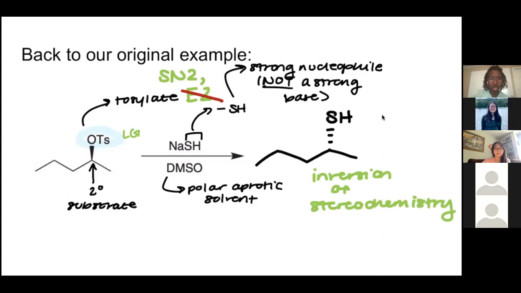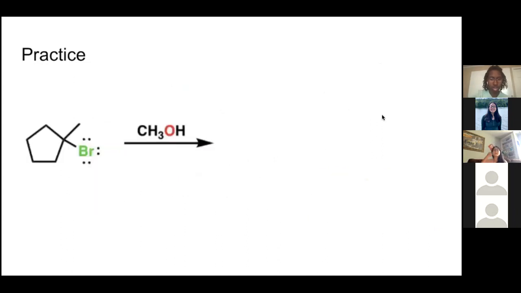All right, let us go on to the next one. Next up, we're going to have the substrate and the solvent. Again, let's look at the substrate. Here's a bromine, that will be our leaving group. And if we look at the carbon that is attached to that bromine, we're going to see it's 1, 2, 3. It's going to be a tertiary carbon. So we have a tertiary substrate. We have CH3OH. And can anyone tell me what kind of solvent that is?